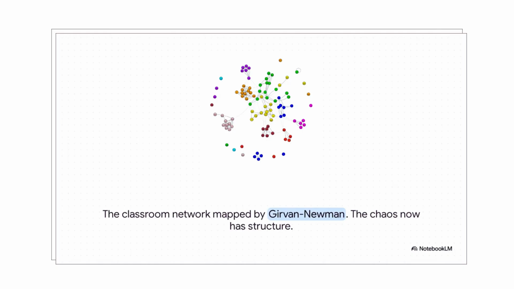And boom, here is the result. Remember that chaotic mass of red dots from before? This is that exact same network, but after the Girvan-Newman method has worked its magic. All of a sudden, we can see these clear, color-coded groups. The chaos, now it has structure. So what did our bridge remover detective actually find? Well, its analysis uncovered 26 distinct communities within this one classroom network.